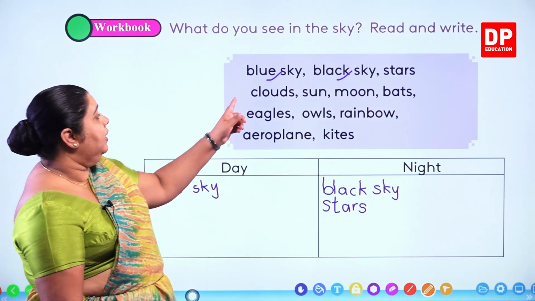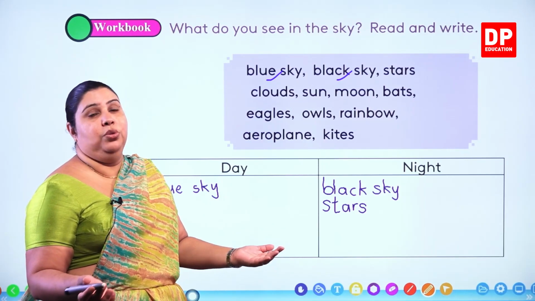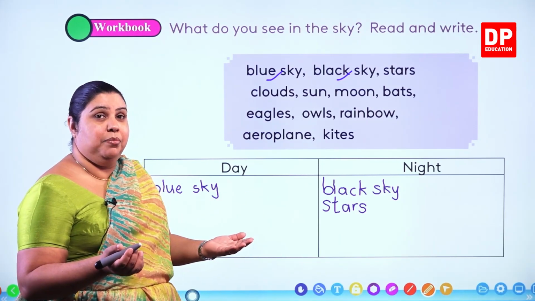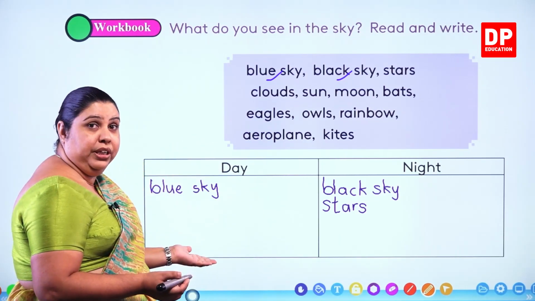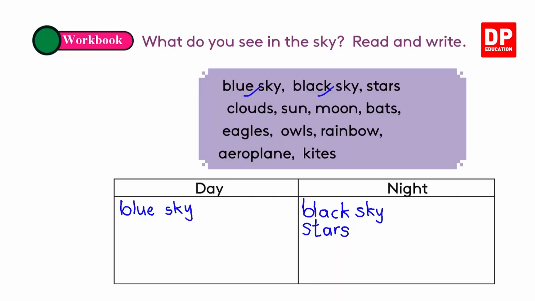Then clouds. Where do we see the clouds? In the sky at what time? We see clouds even during the day and during the night. So we have to write clouds for the day and for the night. Clouds අපි උදේටත් දකිනවා, රැටත් දකිනවා. So we are done with these two also.